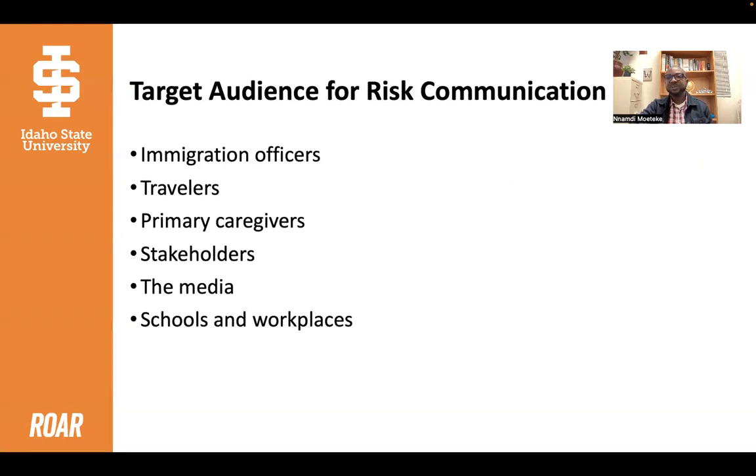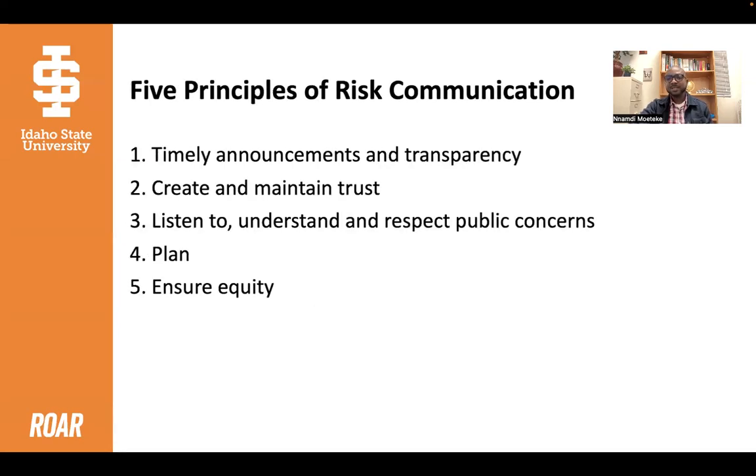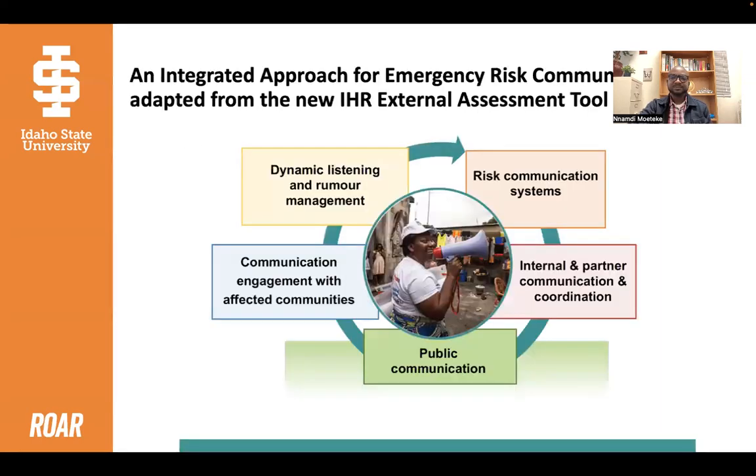The media too is involved because they are going to serve as a channel to reach the audience and also involve their schools and workplaces. And so, what are the 5 principles of risk communications? They include timely announcements and transparency, creating and maintaining trust, listening to, understanding and respecting public concerns, and planning, as well as ensuring equity.